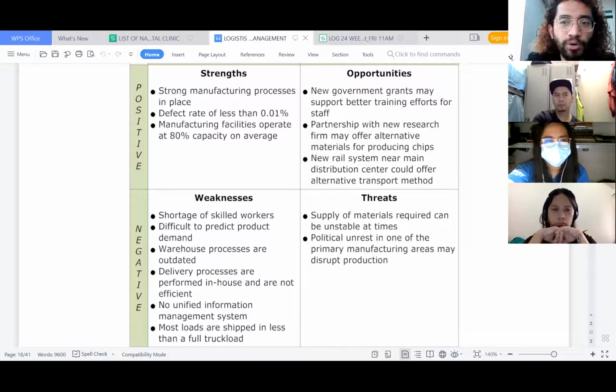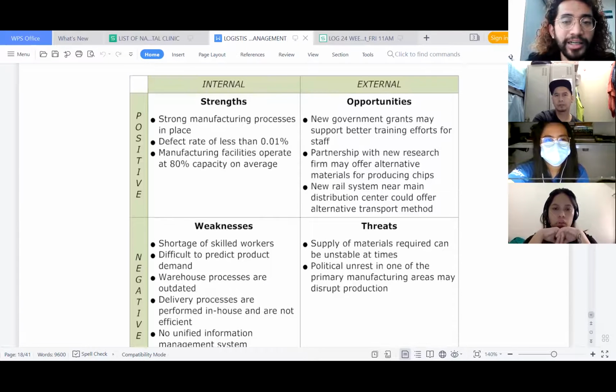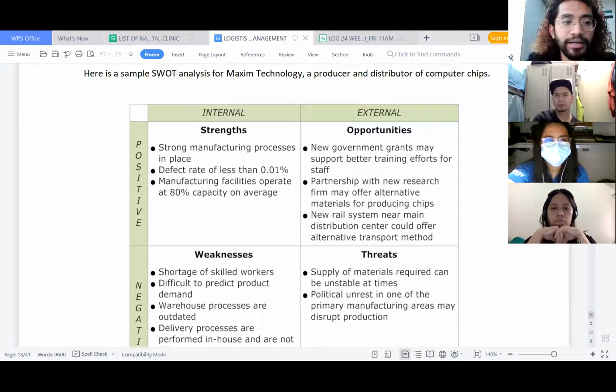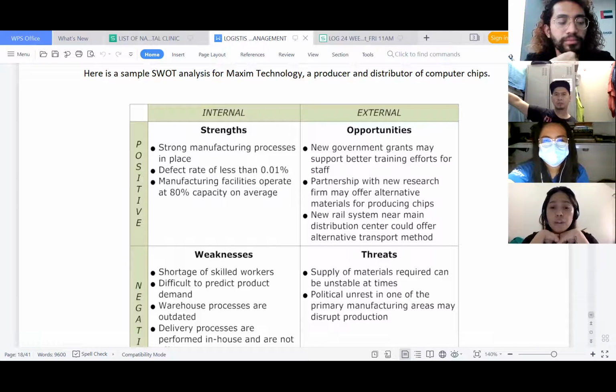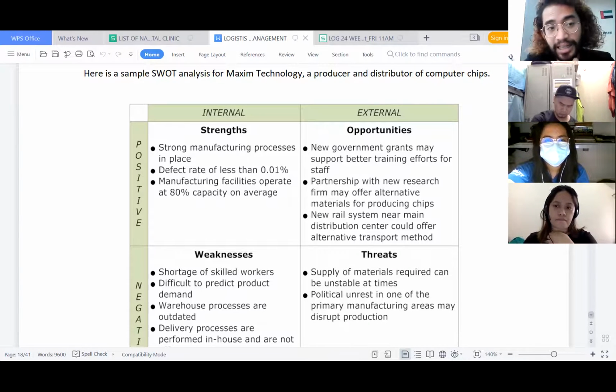Now let's go with the external factors. Mitch, opportunities. New government grants may support better training efforts for staff. Partnership with new research firm may offer alternative materials for producing chips. New rail system near main distribution center could offer alternative transport method. This is positive, but this is external.